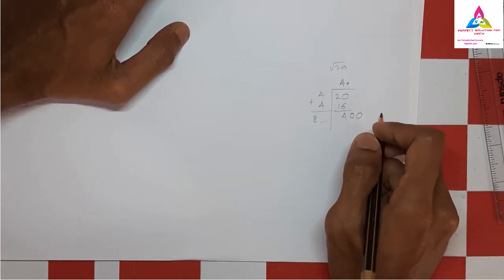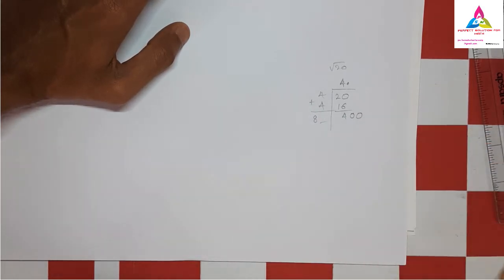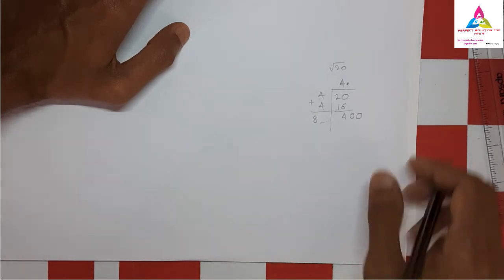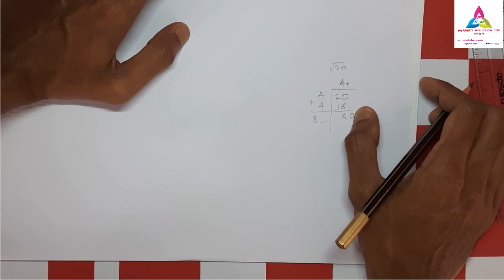So it is difficult for you to find 80, because we don't know the 80 table. So it will be difficult. So one thing you can do, you can neglect this last number, and it will be nearby. 8 5s are 40, we are going to get.